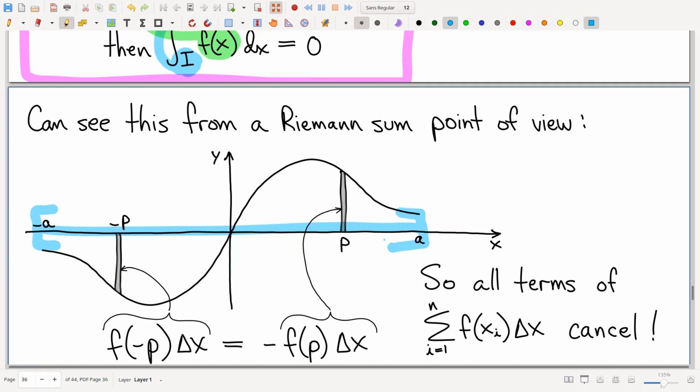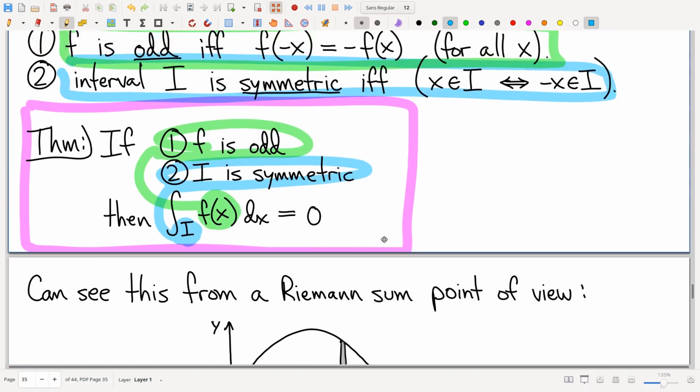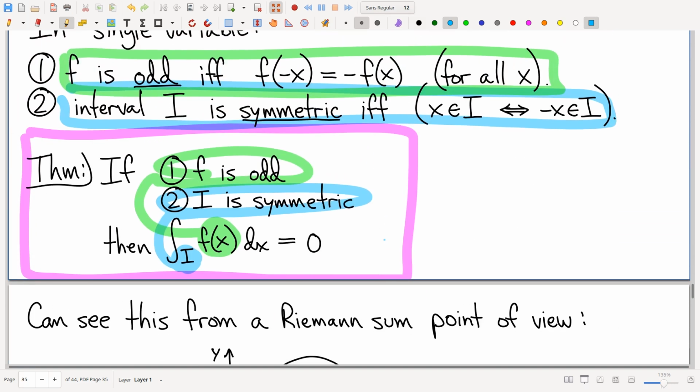Okay, so when you have an integral where the integrand is odd and the domain is symmetric, your integral is 0. Walk away. Done. No anti-differentiating, no substitutions, no integration by parts, no partial fractions, none of that funny business. No problems at all. Just boop, 0. Done. That's a pretty cool theorem.